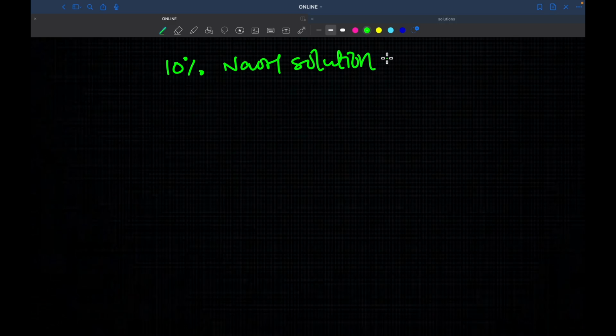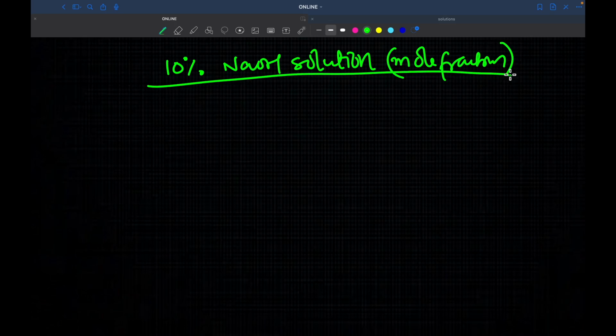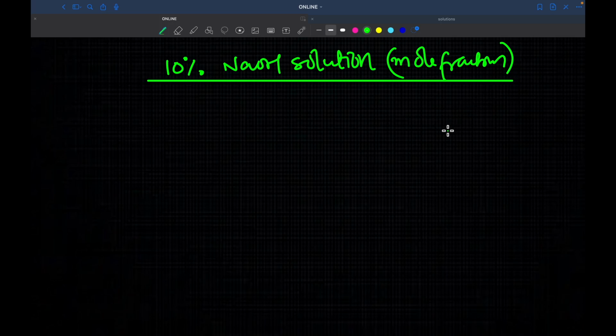So let us take one example here. A 10% NaOH solution is given to us, and you have to calculate the mole fraction of NaOH. Generally we calculate the mole fraction of the solute only. We always look for the solute only, until it is asked for both.